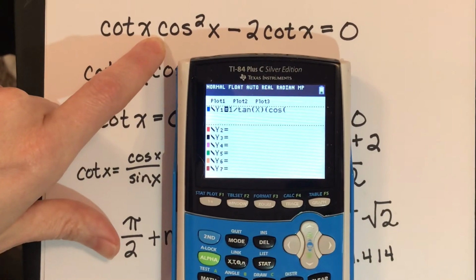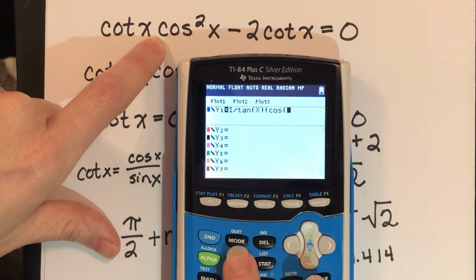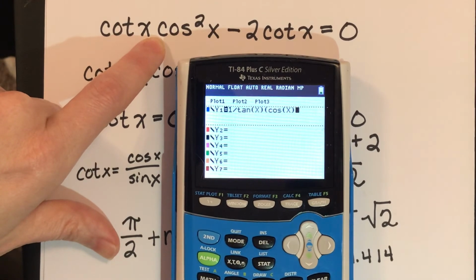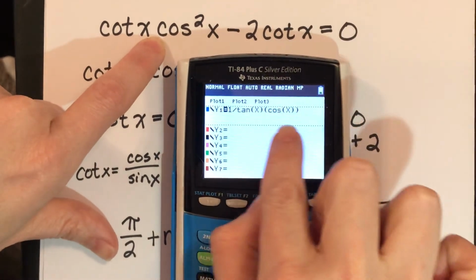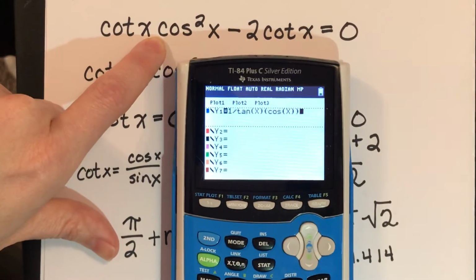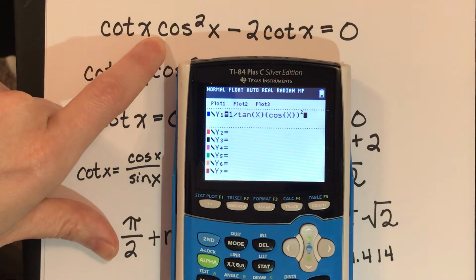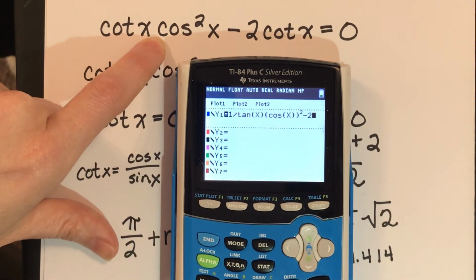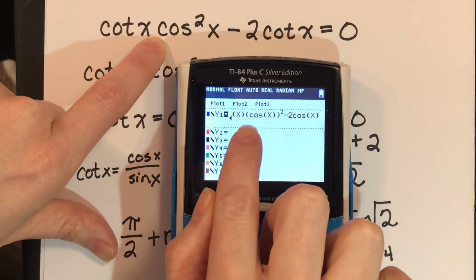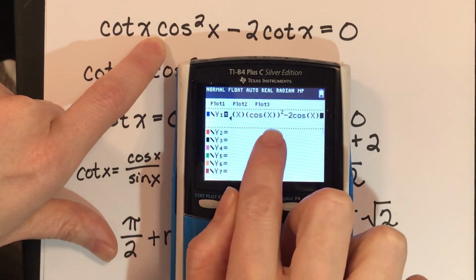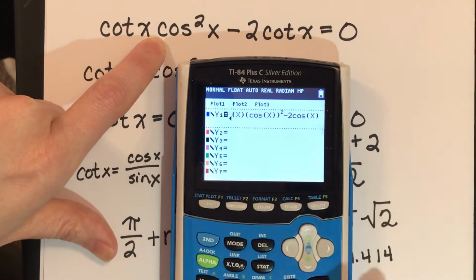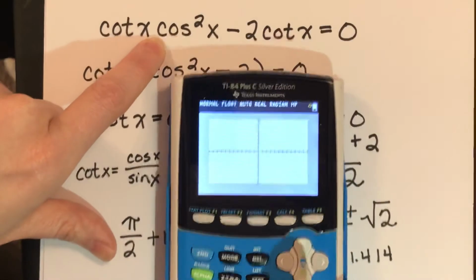So times cosine x, close your parentheses, and then close this again, so this whole thing, cosine x, then squared, minus 2 times cosine x. Don't forget, if you are going to square it, you got to put those parentheses around the whole cosine x, so you have double parentheses there. All right, now we're going to graph.